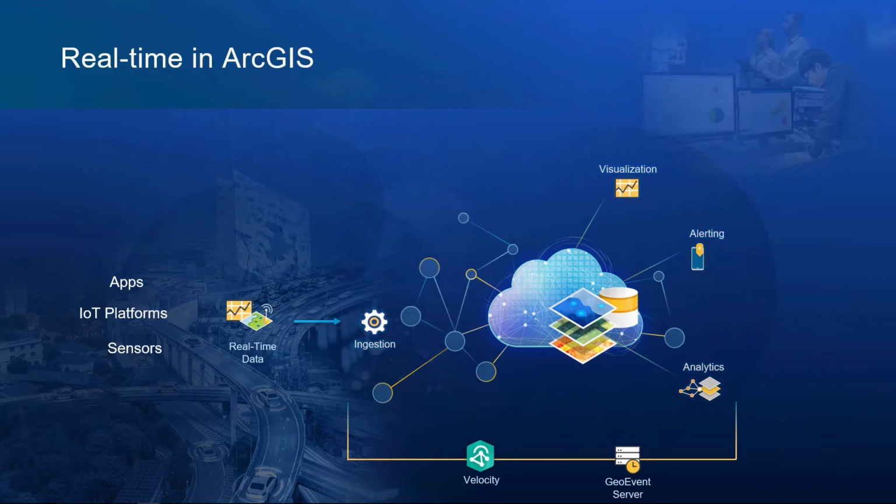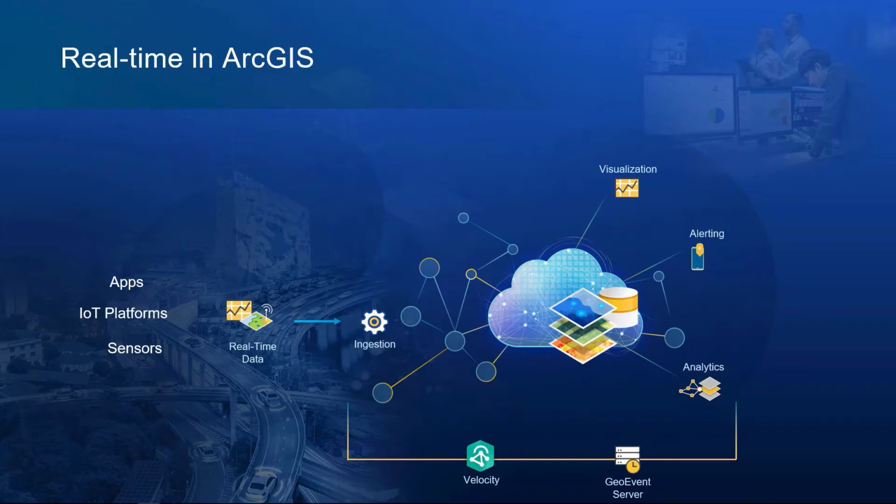GeoEvent Server and Velocity perform all of these different real-time capabilities, with an emphasis on integration with common sources of real-time data. They provide out-of-the-box diverse connectors for talking to different industry systems, parsing data in different formats, and turning it into ArcGIS features. Both products drive real-time and big data visualizations with the stream layer and the dynamic aggregation layers, and include alerting through email and text messages.